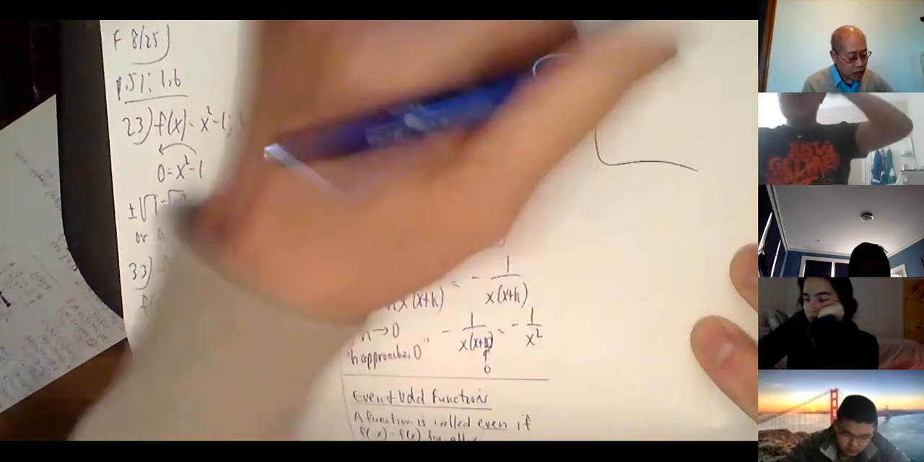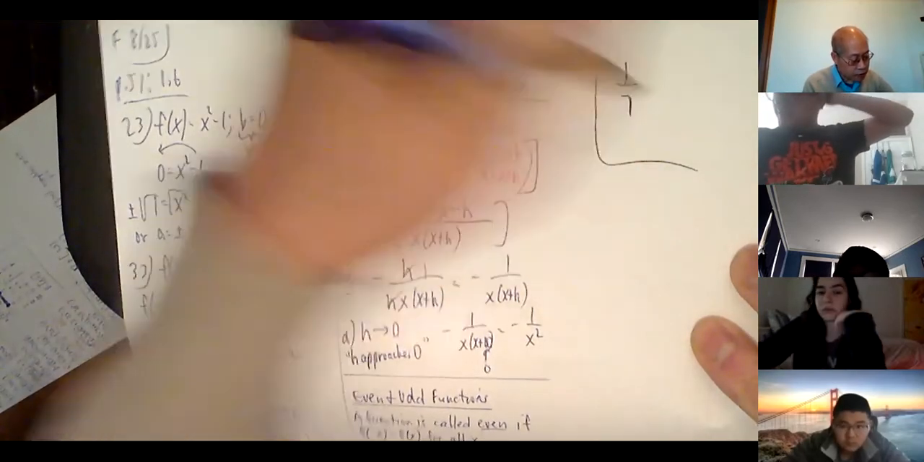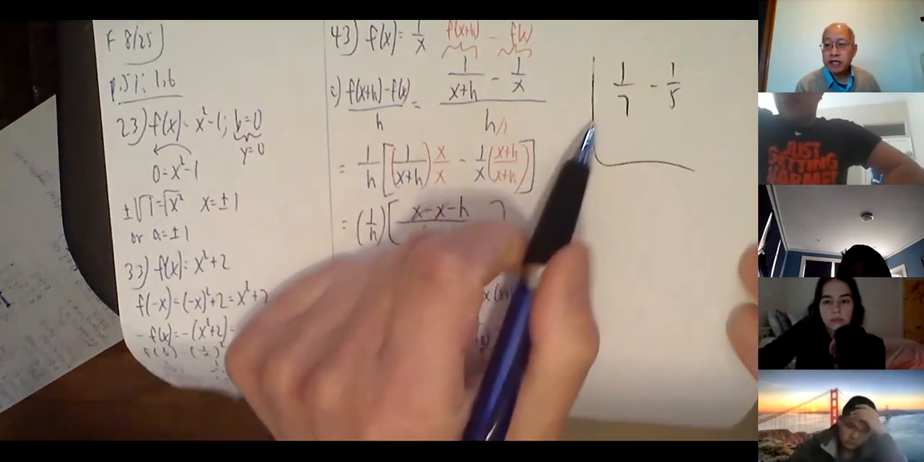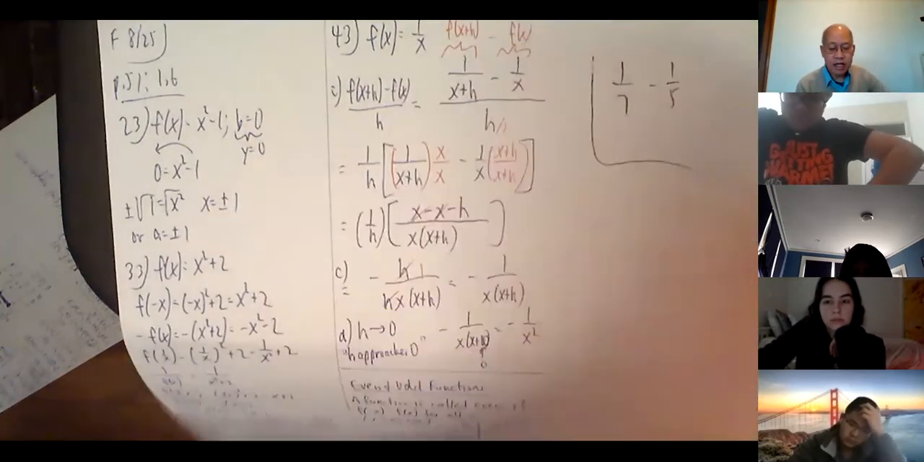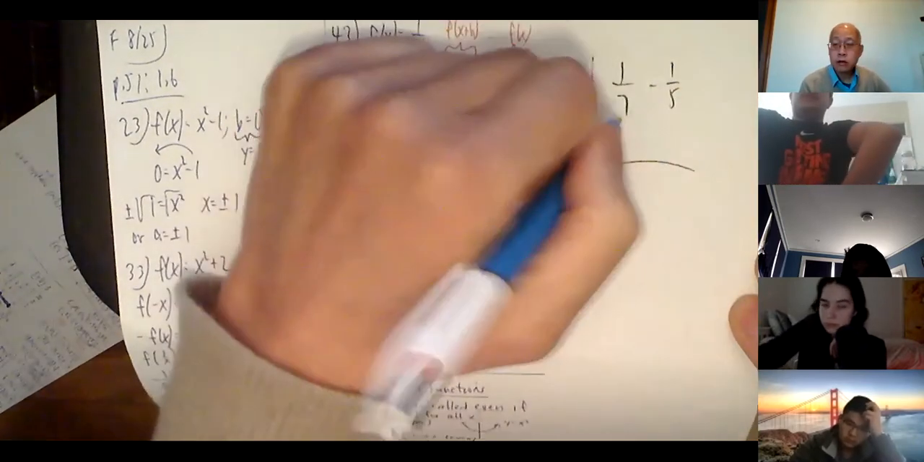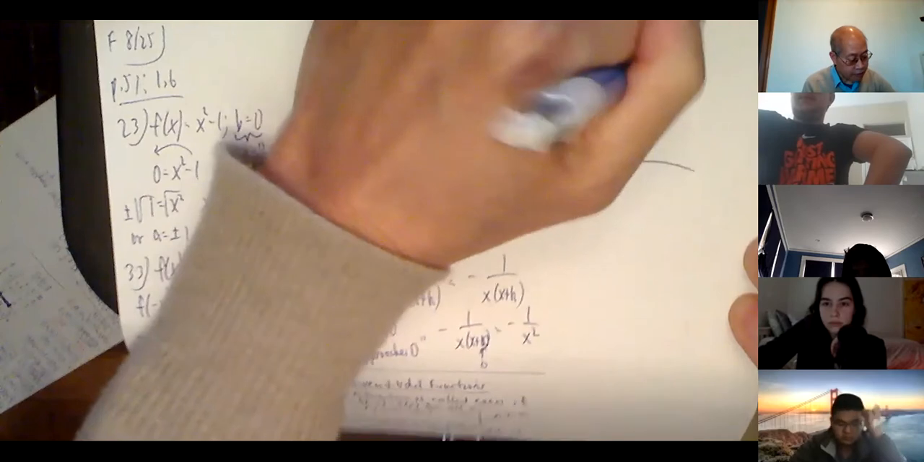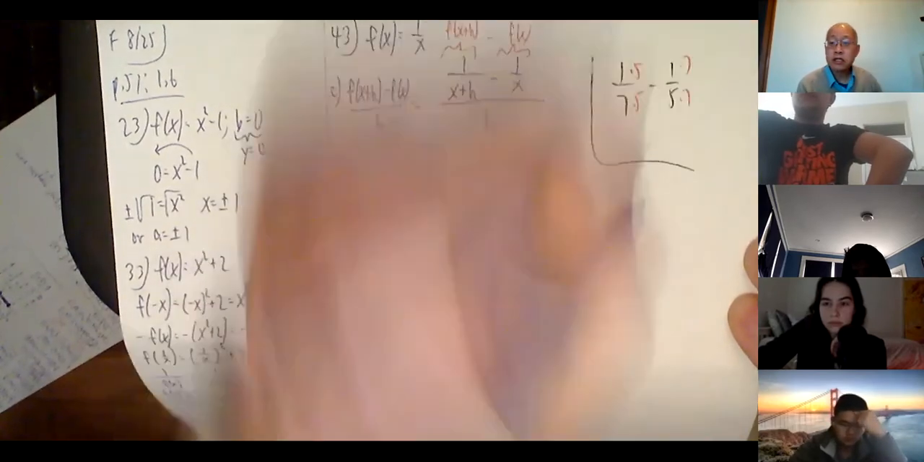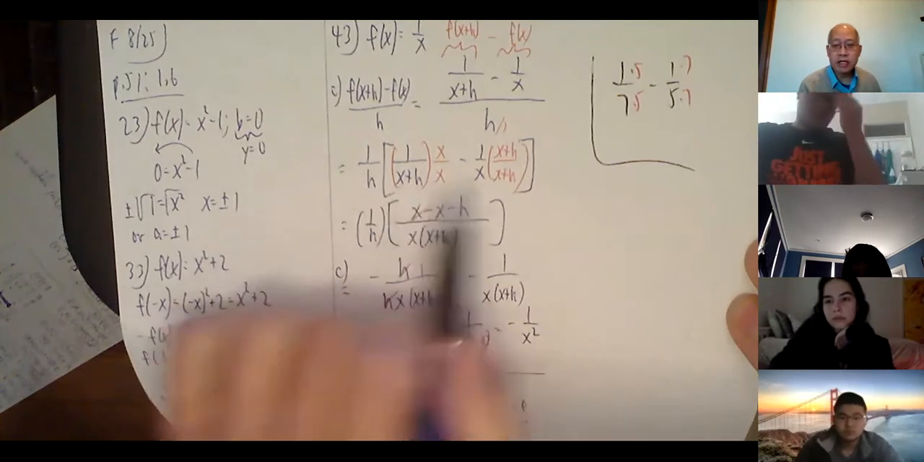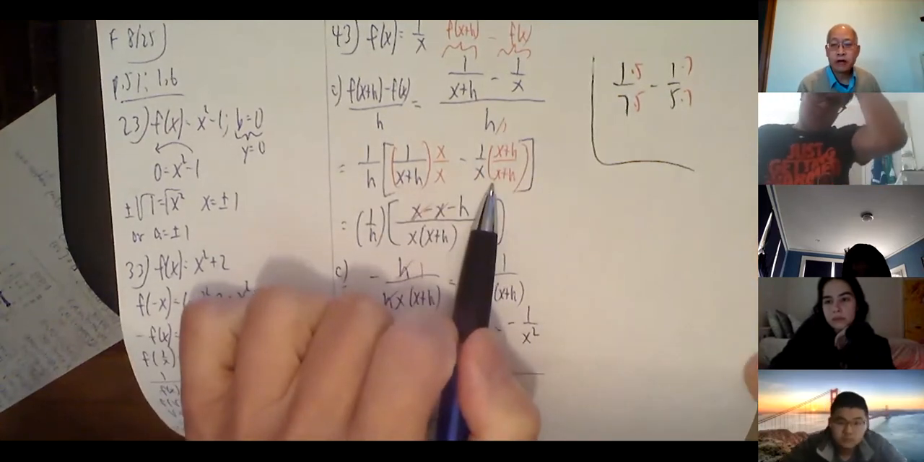Right? Little timeout. It's just like, how do you do 1 over 7 minus 1 over 5, right? Well, this side needs 5 over 5, and this side needs 7 over 7, right? It's the same thing. So if you see this, then you would just go, oh yeah, 5, 5, 7, 7 in arithmetic. So same thing. This side needs x over x. This side needs x plus h over x plus h.